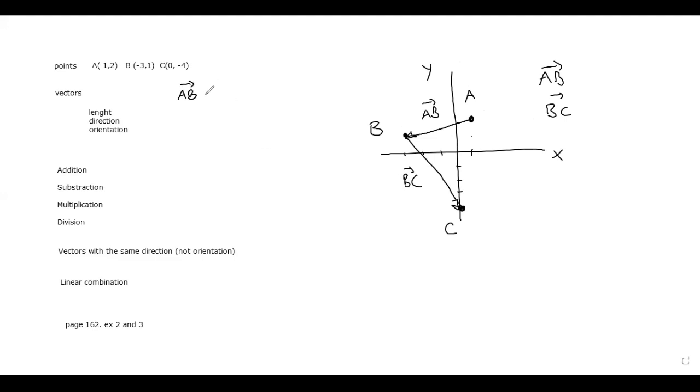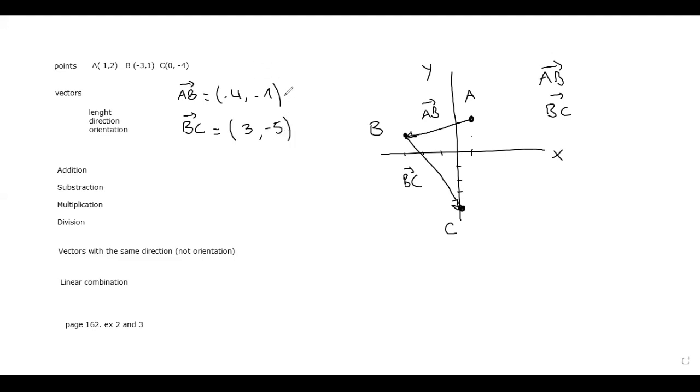We can calculate it just as we've learned: if I want to calculate AB, what I have to do is take the components from B and subtract all those components from A. In this case, it would be x with x, y with y, minus 3 minus 1, that is minus 4, and 1 minus 2, that would be minus 1. If I want to calculate the same thing with BC, I do the same, but with B and C. So 0 minus minus 3, that is 3, and minus 4 minus 1, that is minus 5.